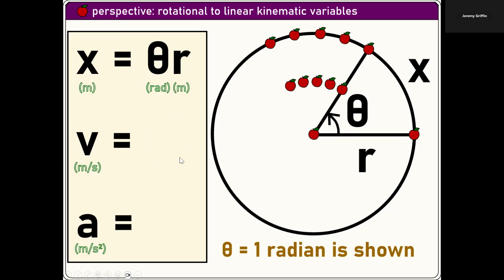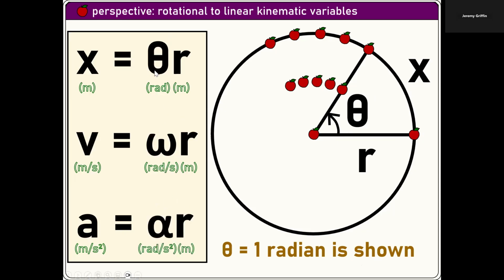What goes right here? Omega R. And about right here, alpha R. So if you have the angular value, you multiply by your distance from the center, and that gives you the tangential value, right?